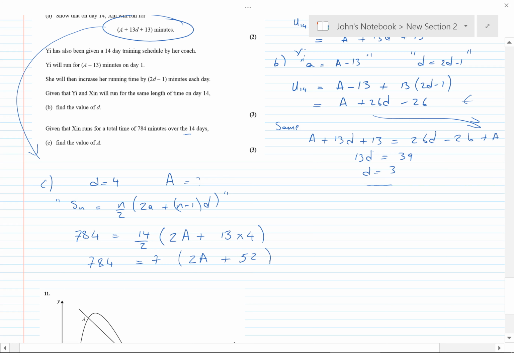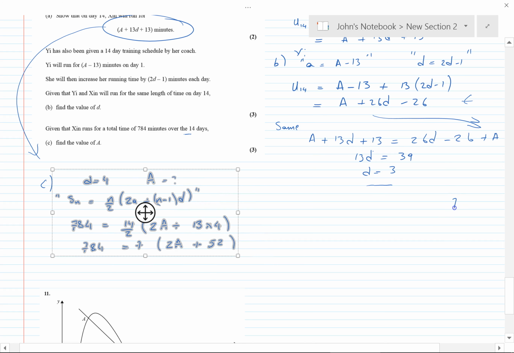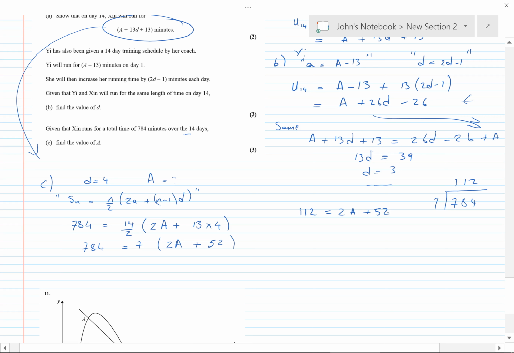Right, now you might be tempted to times through by the 7. I don't think it would be the best plan here. Remember, this is a non-calculator test, so we don't want to be making our numbers bigger if we can. I might be tempted to see if 784 divides by 7, and of course it does. That's 112. So that gives me 112 is equal to 2A plus 52. So I have 2A is equal to 60. A is equal to 30.